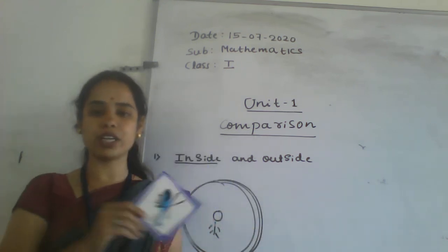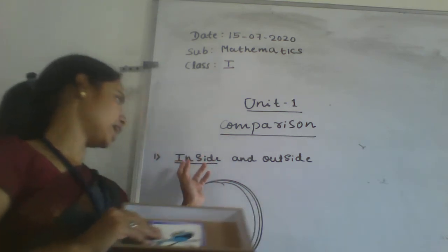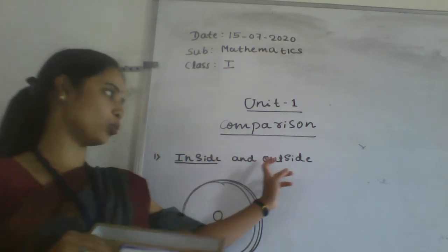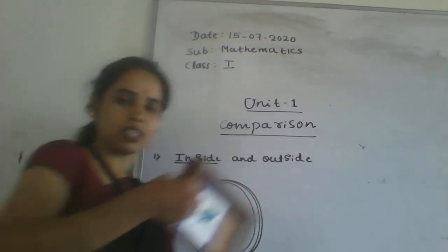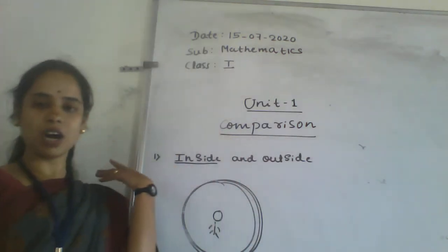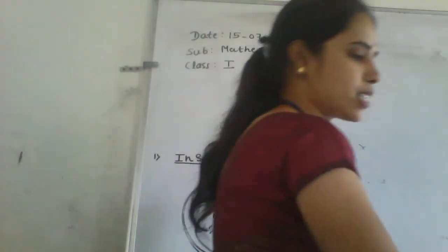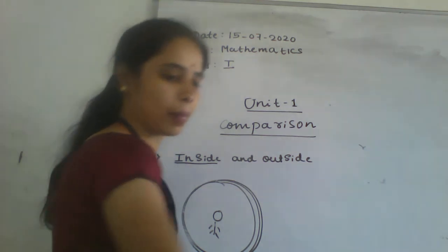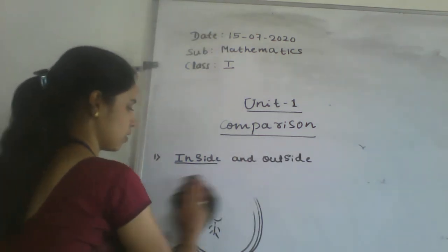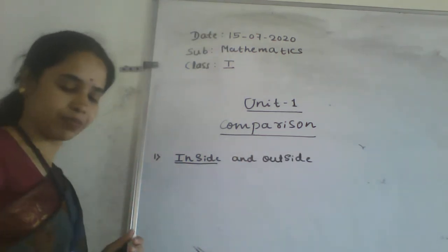Inside and outside. Mug up the spellings. I-N-S-I-D-E, inside. O-U-T-S-I-D-E, outside. Inside, outside, right? Inside means inner, outside means out. Understood? Next, second one.